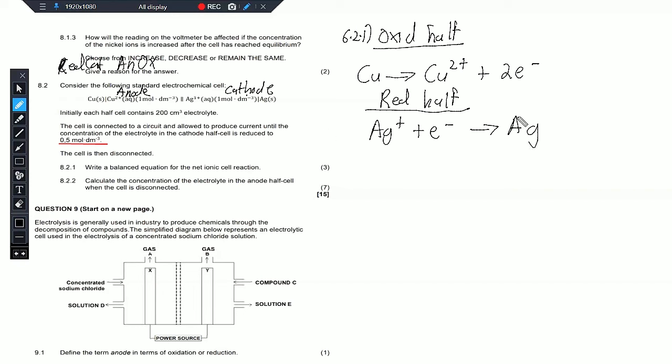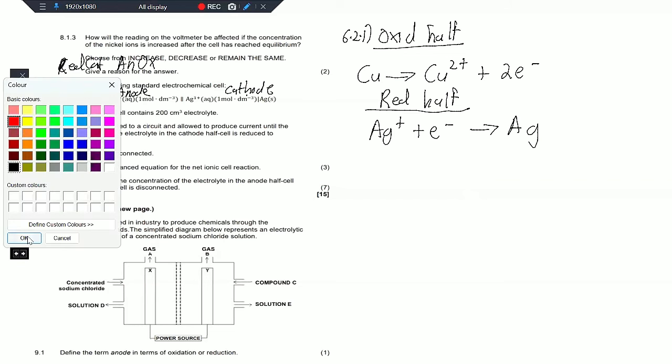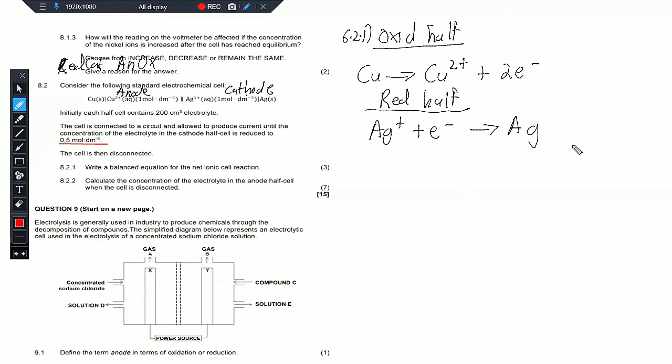So now we have our oxidation half reaction and our reduction half reaction. But then in order to come up with the cell reaction, we know that we have to make sure that our electrons are balanced. So how do we do that? We simply multiply this by 2, right? So obviously here, multiplied by 1 is still going to be the same. So this is 2. And then 2 here and 2 there.